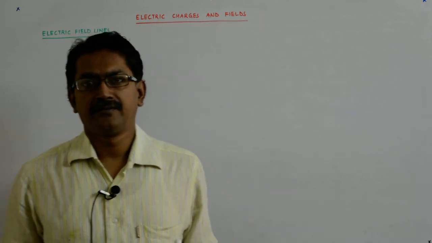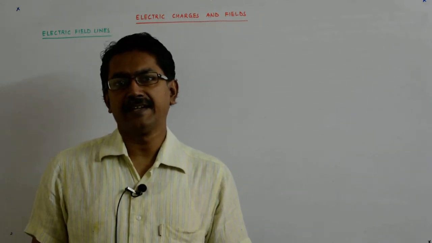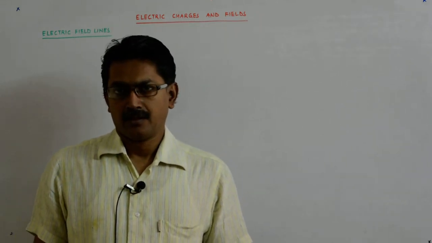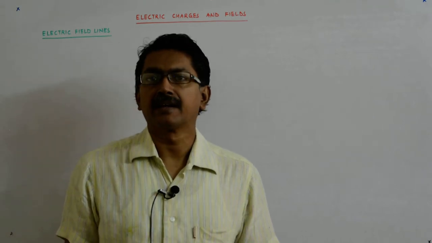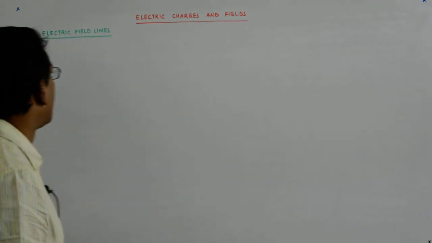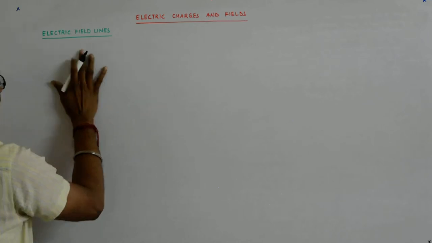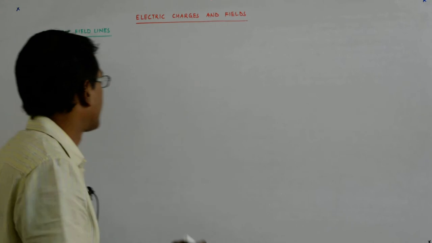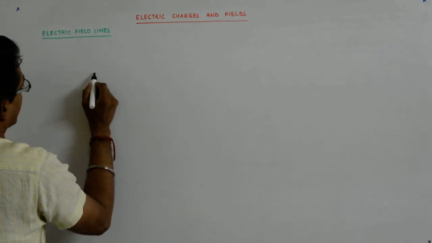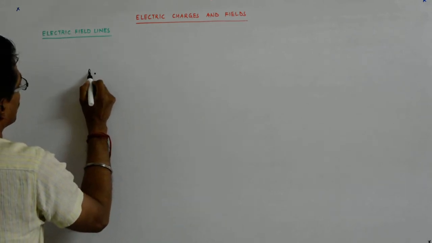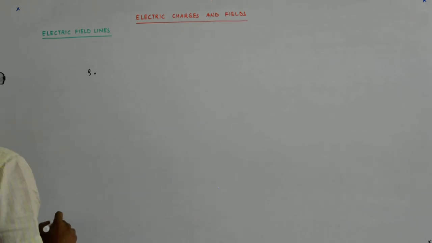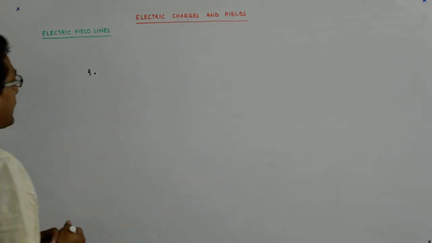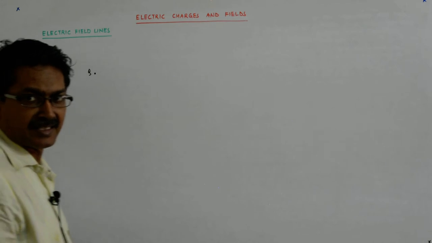Now that we have understood what electric field is, there should be something in the space that should indicate that there is an electric field there. For example, if I have a source charge Q, then in this space it does not seem that there is an electric field.